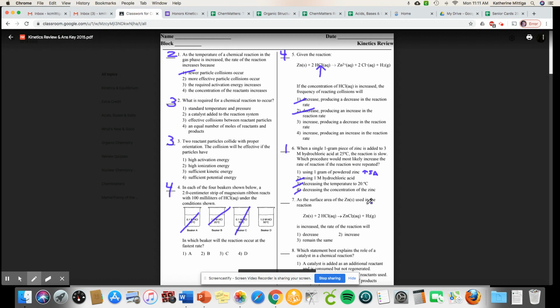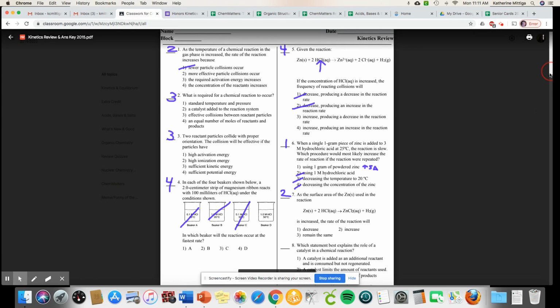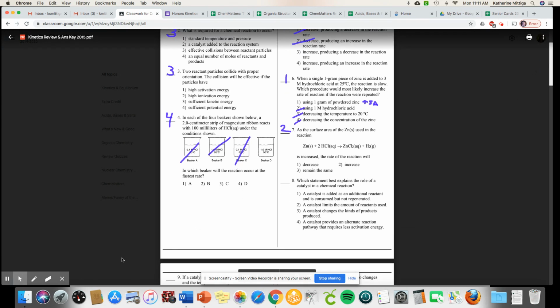So we're going to use that one. As the surface area of the zinc, so this is probably what we're talking about here, going from a solid chunk to maybe solid powder, which, by the way, powder is still a solid. If you increase the surface area, the rate of the reaction will also increase, okay? Because that means that all of the zinc particles are touching all of the HCl a lot more quickly.